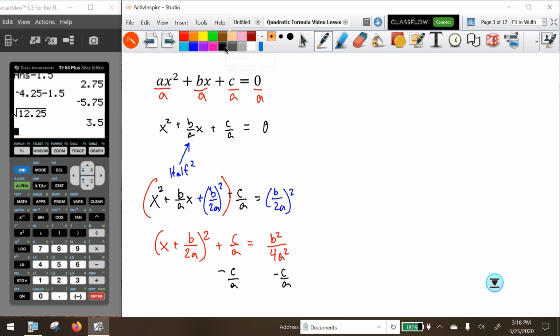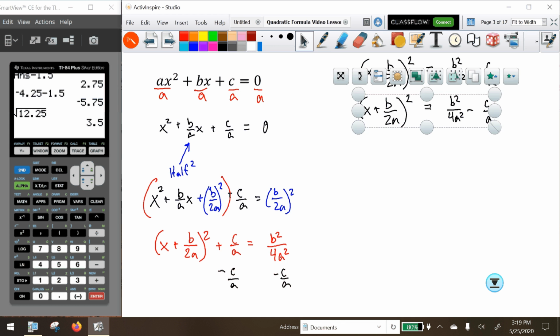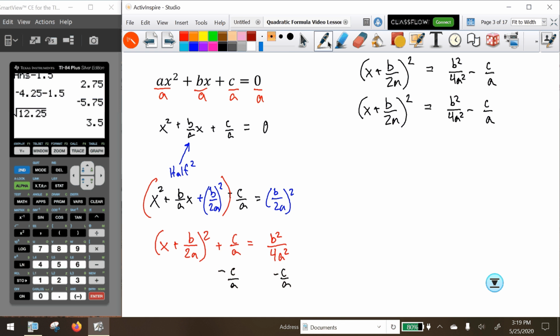And I'll write the answer up here. I ran out of room. X plus b over 2a, that quantity squared, is equal to b squared over 4a squared minus c over a. Now, when you subtract fractions, it's important that they have the same denominator. So I can make equivalent denominators by multiplying the top and the bottom of c over a by 4a. And that way it will have the same denominator as this other fraction.